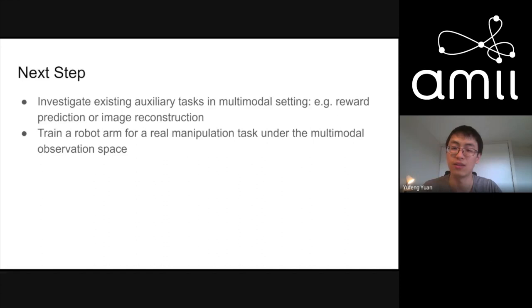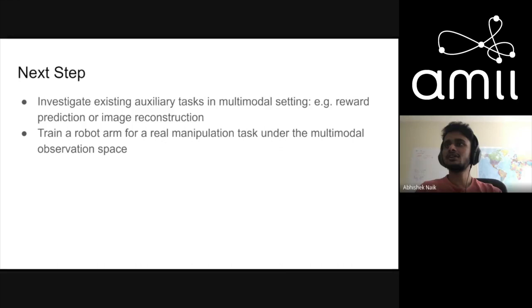So there's a question in the chat. I can read it out. Did you provide the same dimensionality of input images in the frame stack versus no frame stack? That is, four identical images as input versus four sequential images as input.